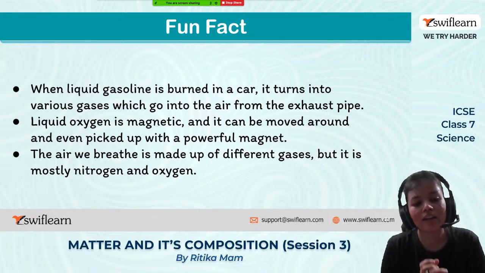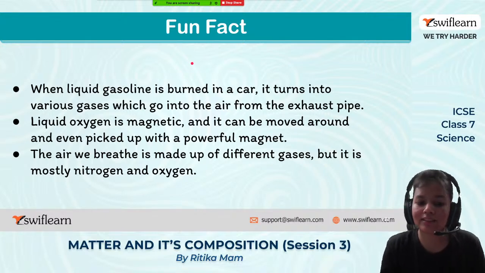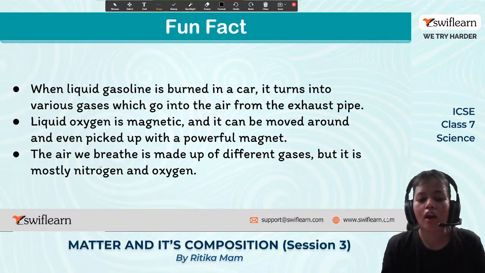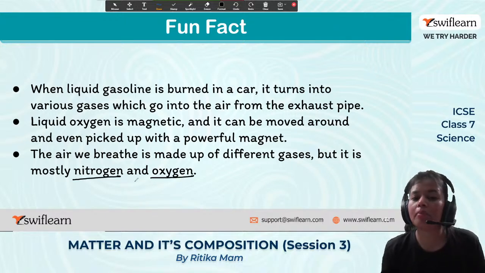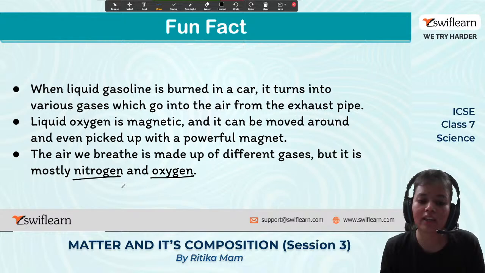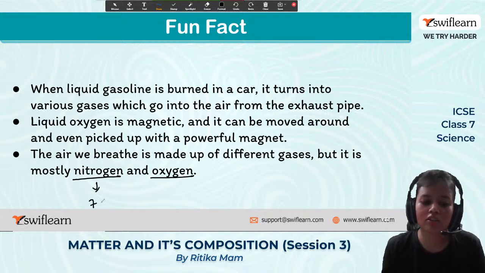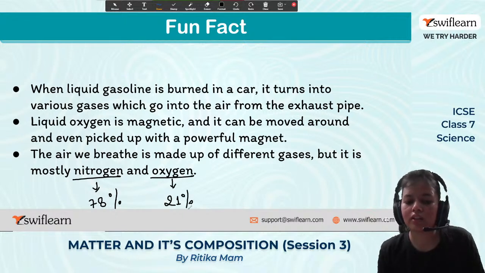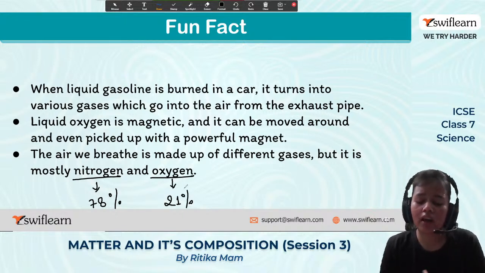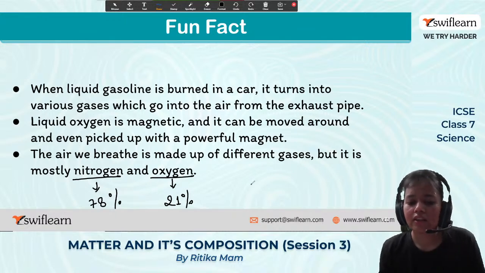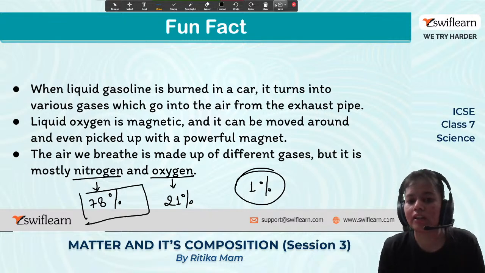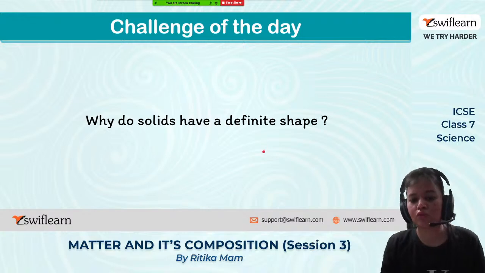And the last one, the air we breathe, is made up of different gases, but it is mostly nitrogen and oxygen. Why nitrogen and oxygen? Because nitrogen and oxygen make up most of the gases present in the atmosphere. Nitrogen is approximately 78% of the total air present in the atmosphere, and oxygen accounts for 21%. All the other gases like carbon dioxide, argon, etc., constitute only 1%. So nitrogen is the most abundant gas present in our atmosphere.